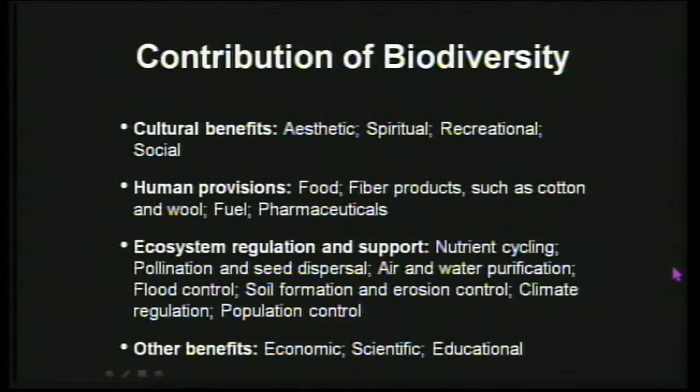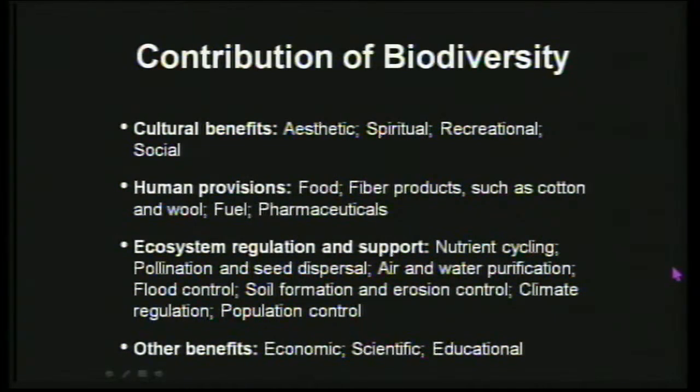Another very important contribution of biodiversity is ecosystem regulation and support. If we explain this and elaborate on this, it's going to go on and on. So we'll just speak in a nutshell. Nutrient cycle is something that is going on. That means how nutrients are being circulated in the ecosystem.